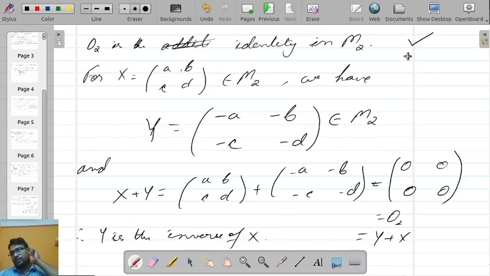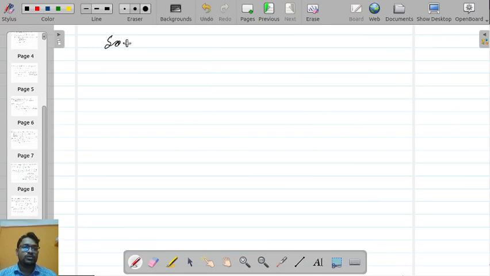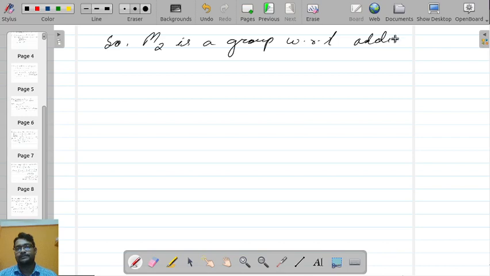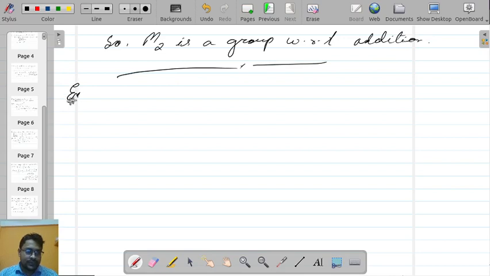So we have verified all properties, right? It's closed with respect to addition. It has the associative property, it has an identity, every element has an inverse. So this is a group. So this M2 is a group with respect to addition, right?